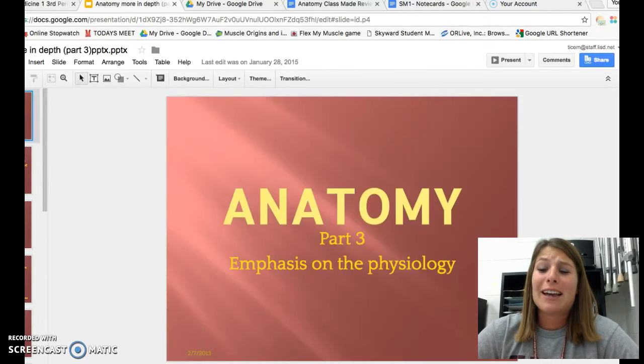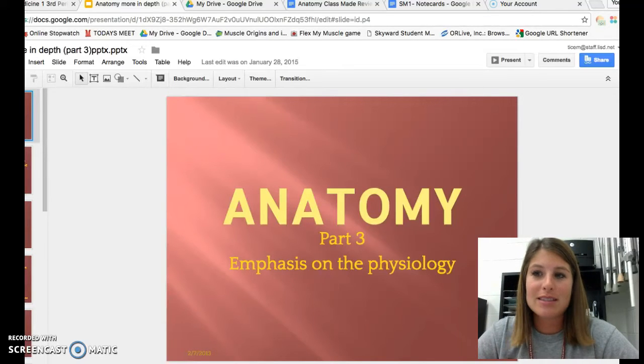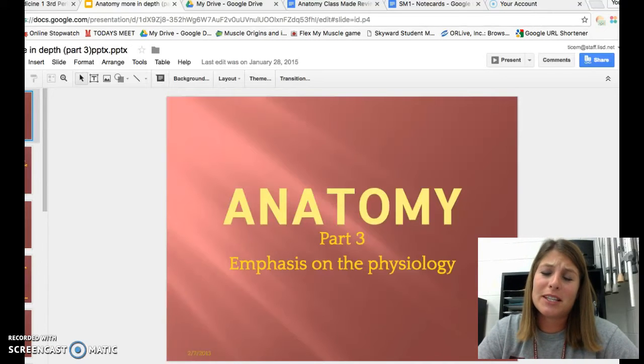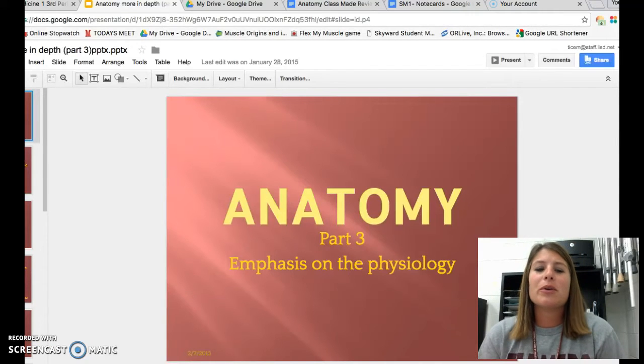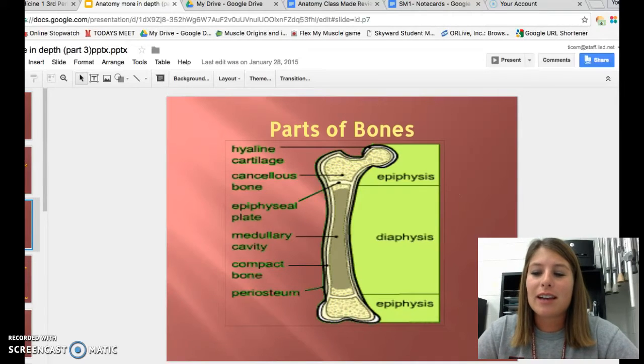Physiology has a whole lot of big terms, a part of it kind of more than we've seen in the past. So I want to make sure that we take this slow and make sure that you have these terms in your note cards. So we're going to start on slide number 3 that has the different picture with the parts of the bones, okay?